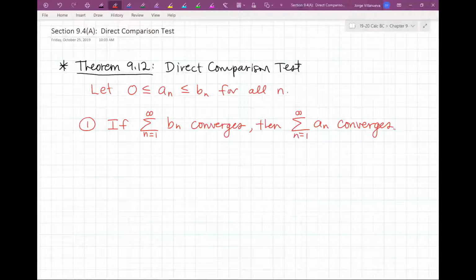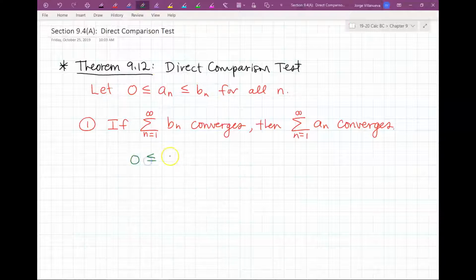Now, what does it mean for a function to converge again? It goes to some number. So notice how a sub n is in between 0 and b sub n. Obviously the left side is a number. The right side we don't know yet. But if we know that the sum of b sub n converges, then what does that tell us about the sum of a sub n?